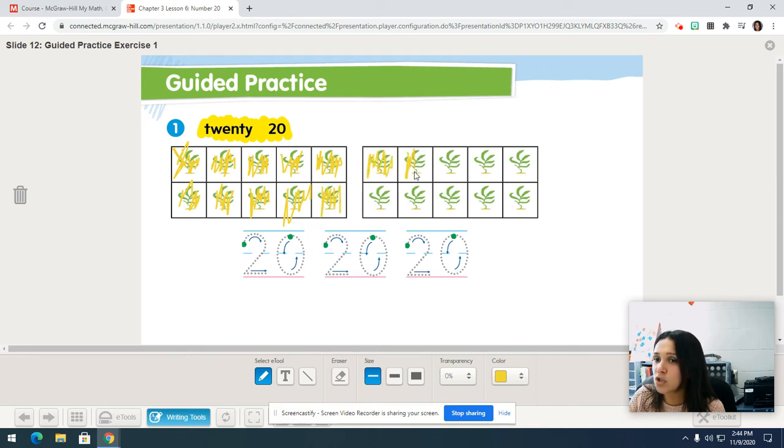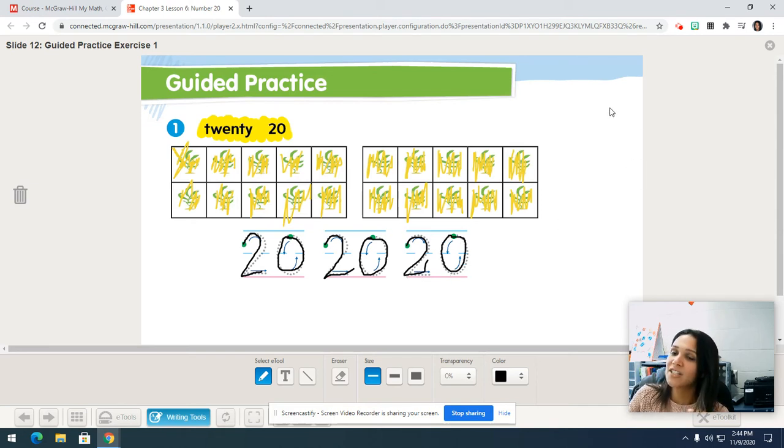11, 12, 13, 14, 15, 16, 17, 18, 19, 20. Well done. Trace the number 20. A 2 and a 0, and that makes 20.